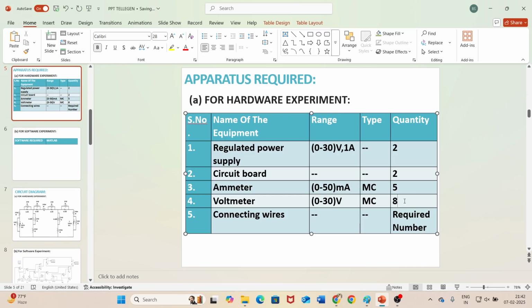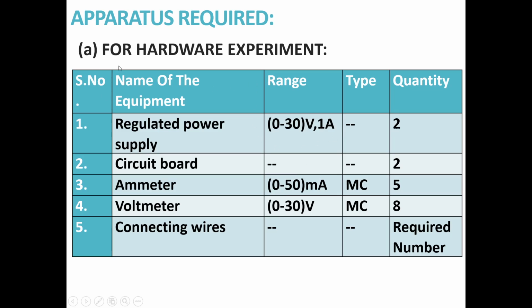Even if we have 1 ammeter and 1 voltmeter, we have to reconnect the circuit again and again. Wherever you want to measure the current, you can connect that one ammeter, turn on the supply and measure the current at that particular location. So we can even manage this experiment using only 1 voltmeter and 1 ammeter. But for the circuit that I have considered, I need at least 5 ammeters and at least 8 voltmeters. So these are the apparatus required.